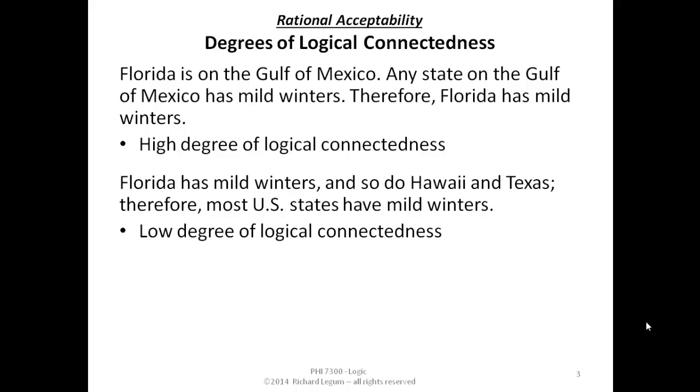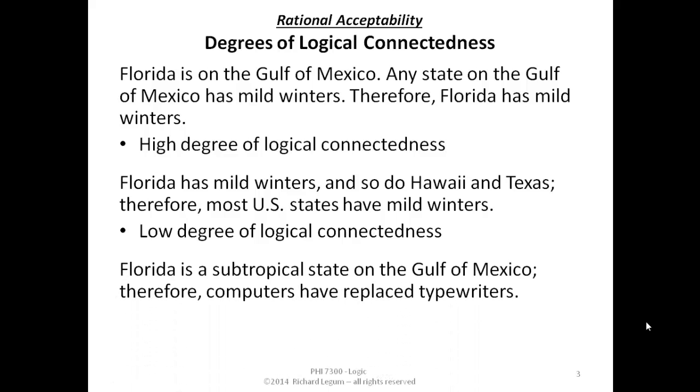Why do we say that there's a low degree of logical connectedness between those premises and those conclusions? Well, there are 50 states in the United States, right? And we're only talking about 3 of them, so there's some logical connection between what happens in those 3 states and what happens in most, but not a very high degree of connectedness.